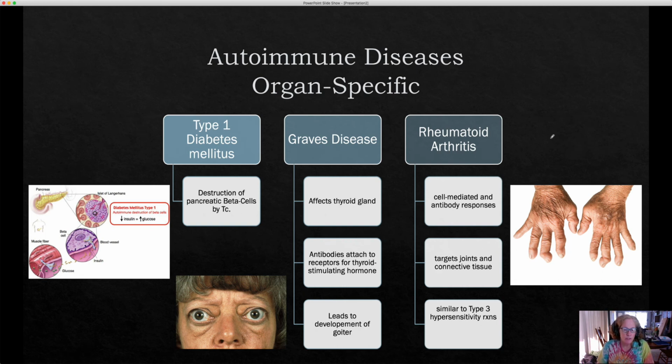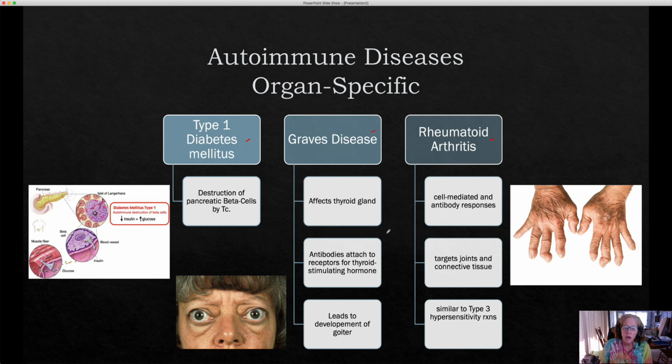So what are some of the autoimmune diseases that we're going to look at? Well, we have organ-specific ones. In organ-specific autoimmune diseases, we're going to look at type 1 diabetes, Graves' disease, and rheumatoid arthritis. In type 1 diabetes, an autoimmune disease causes destruction of the islet of Langerhans cells, or what we call the beta cells, in the pancreas. Cytotoxic T cells attack the islet of Langerhans, and this is going to destroy those insulin-secreting cells. Once they're gone, they're gone. So they get destroyed, and then the person will have to take insulin.